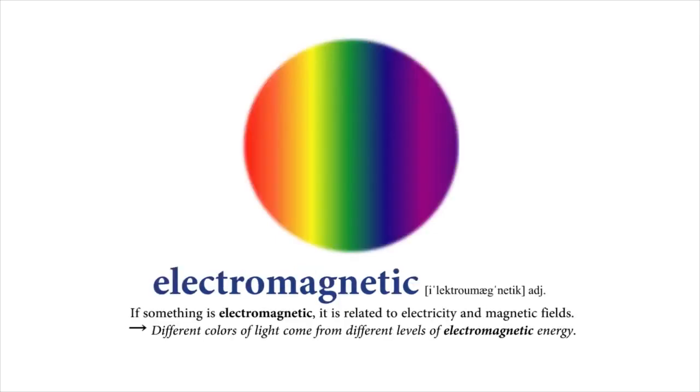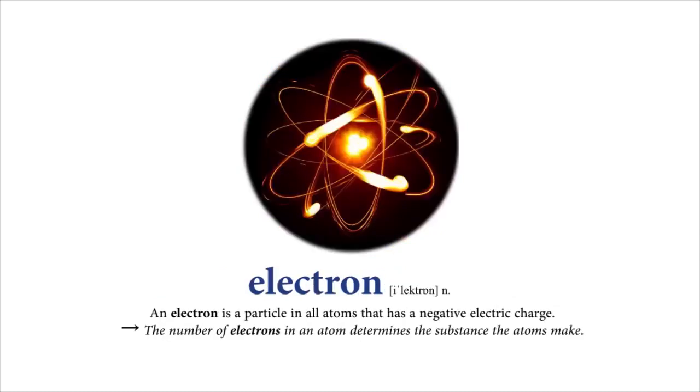Electromagnetic. If something is electromagnetic, it is related to electricity and magnetic fields. Different colors of light come from different levels of electromagnetic energy. Electron. An electron is a particle in all atoms that has a negative electric charge. The number of electrons in an atom determines the substance the atoms make.